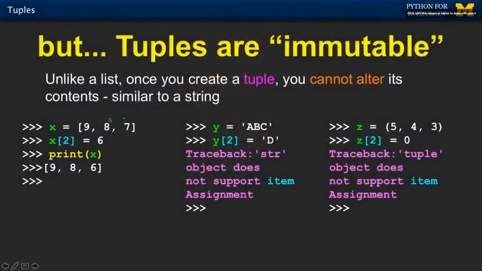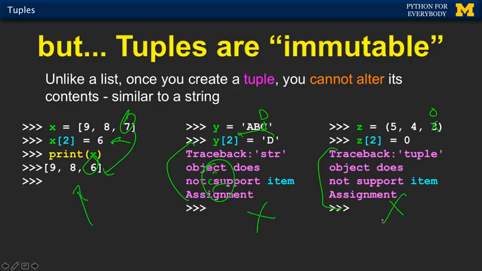The differences are that tuples are not changeable, they're immutable. And if you recall, strings are also not mutable. So if we have a list, 9, 8, 7, we can change x sub 2 to 6, and that changes the 7 to be a 6. Lists are mutable. Here we have a 3-character string ABC, and we want to take character 2 and turn that to a D with this assignment statement, and Python says no, we're not allowed to do that. That is a traceback. And the same thing happens with a tuple, where we want to do z sub 2 equals 0, and it says, sorry, you cannot change. So lists are mutable, and strings and tuples are not mutable.